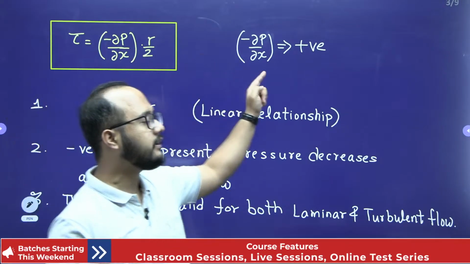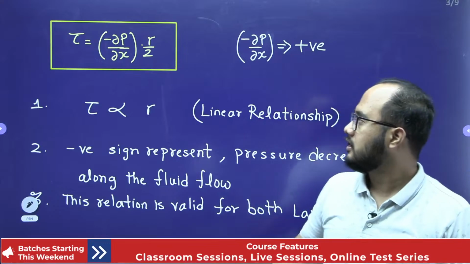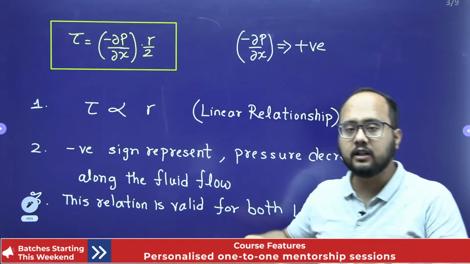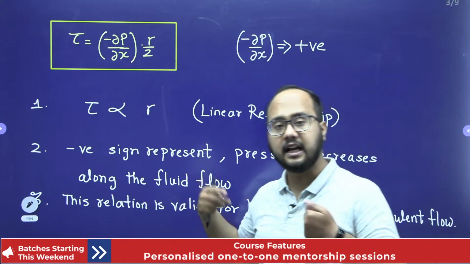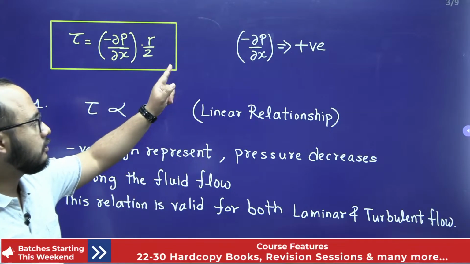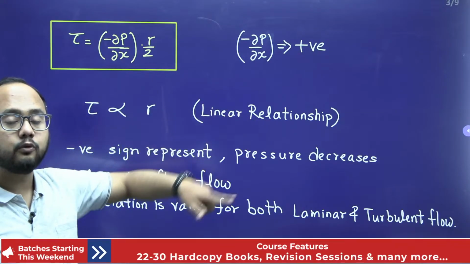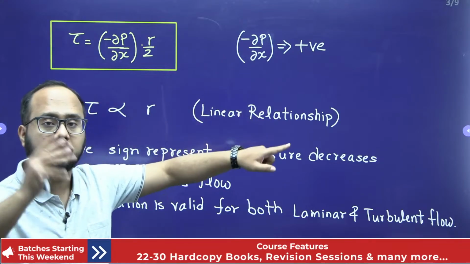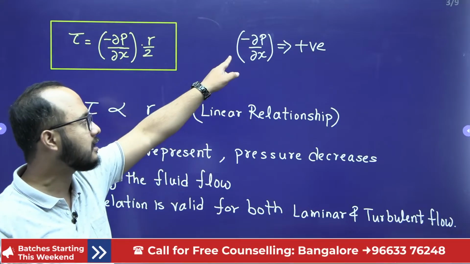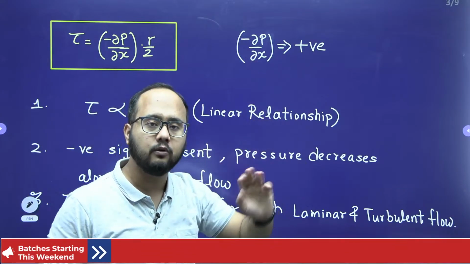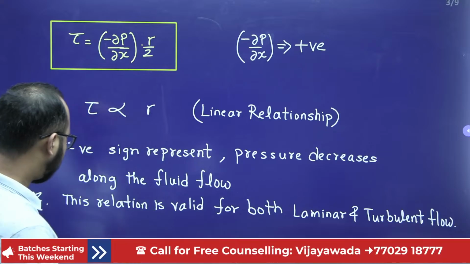So if I attach a negative sign, only then it will become positive. So don't be confused about why we have put a negative sign here. During the derivation we got the negative sign, and that negative sign tells us pressure will decrease during the fluid flow. But minus dou p by dou x is a positive quantity, so never cancel out this negative sign during your derivation or analysis. We will simply attach the negative sign with dou p by dou x. Clear?